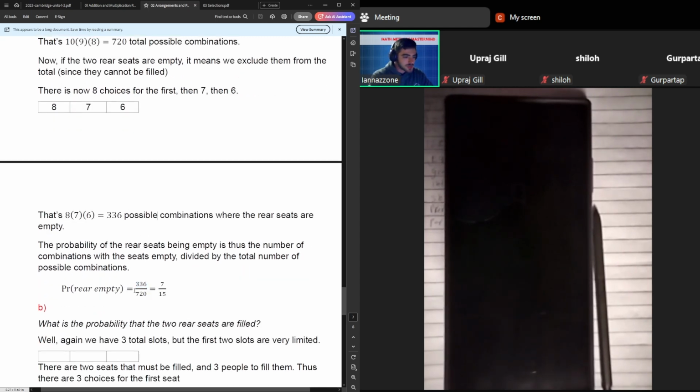So you do your division: number of combinations that are desired, 336, divided by total number of combinations, 720, and then if you simplify that down, you're just going to get 7 out of 15. Anything to clarify there?